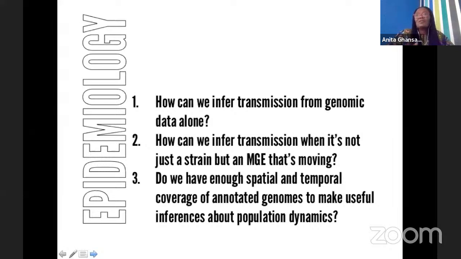And then in epidemiology, we will use genomics data to infer transmission. It's not enough to just sequence your genome. You need to marry it with the epi information of your population to understand the dynamics of the transmission, and how basically the pathogen is driving this transmission.